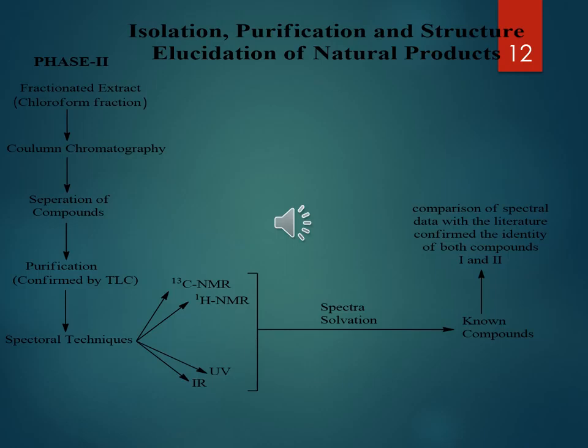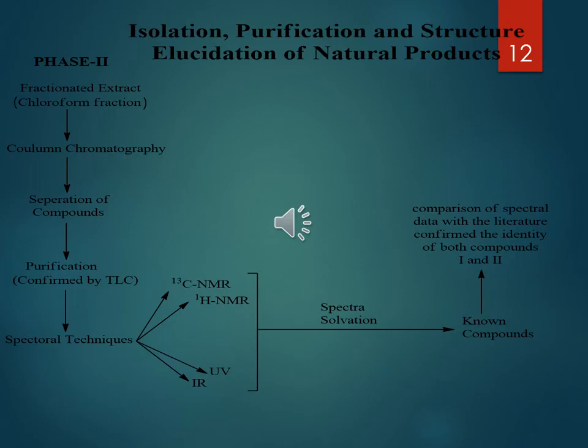For example, we have two known compounds, and these are confirmed on the basis of the literature. Comparison of spectral data with the literature confirms the identity of both the compounds 1 and 2.